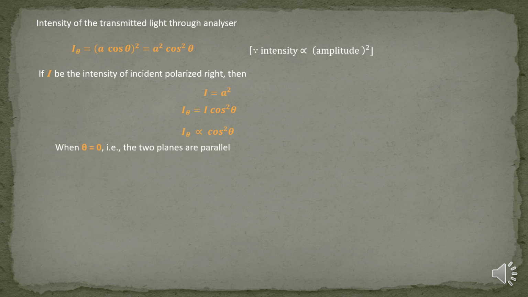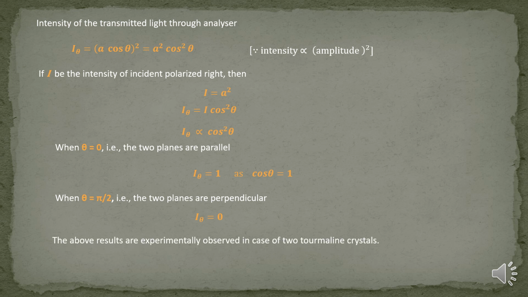When theta is equal to 0, that is, the two planes are parallel, I theta is equal to I as cos theta is equal to 1. When theta is equal to pi by 2, that is, the two planes are perpendicular, I theta is equal to 0. The above results are experimentally observed in the case of two tourmaline crystals.